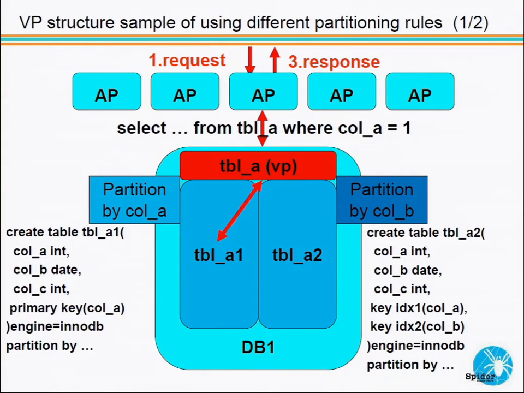For example, here is a VP table. These are some tables like InnoDB or MySQL and so on. These tables are partitioned. Table A1 is partitioned by column A. Table A2 is partitioned by column B. And these tables have the same columns. This is an important point.